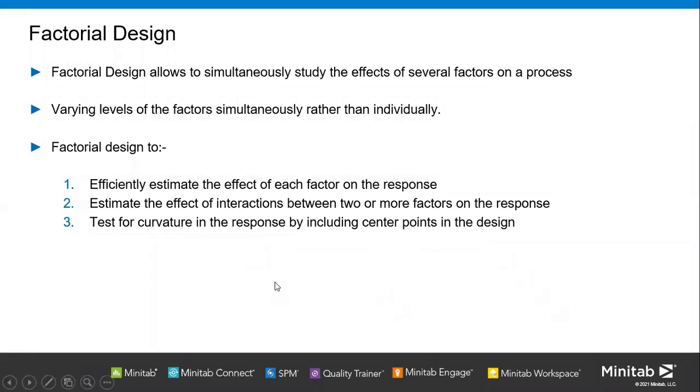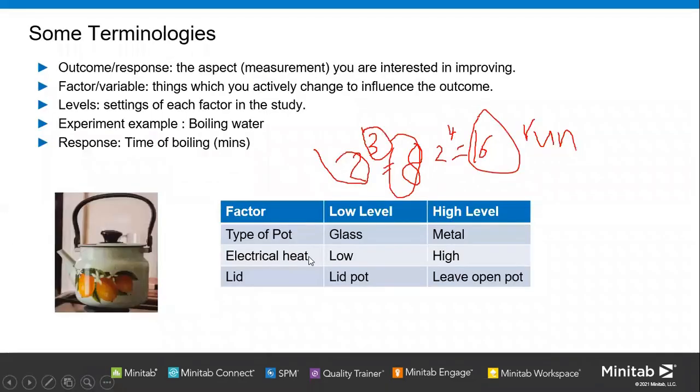So basically, design here is a combination of experiments. For example, you want to start with which experiment you want to start the combination for. We go back to this one. The first experiment we want is the type of pot, hourglass, the electrical heat is low, and then our lead is a lead pot. That is the first experiment.